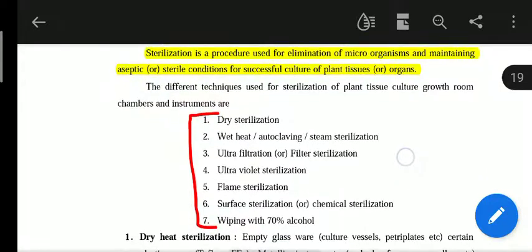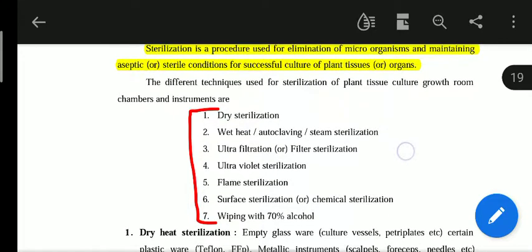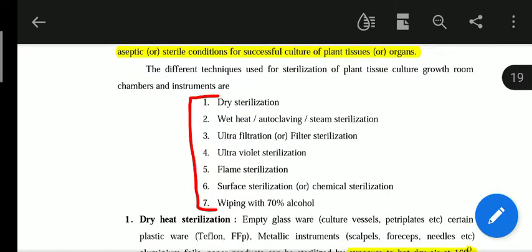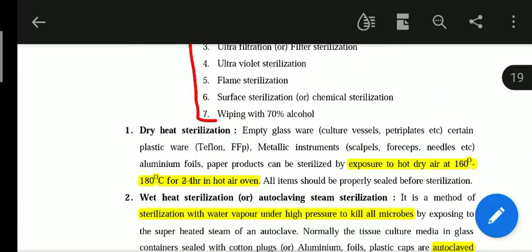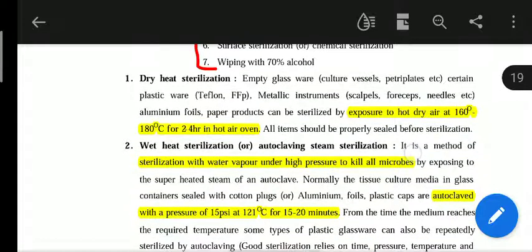Now, there are different types of sterilization: dry sterilization, wet sterilization, ultrafiltration or filter sterilization, UV sterilization, flame sterilization, chemical sterilization, and wiping with 70% alcohol. The first one is dry heat, as the name itself says. It means exposure to hot dry air at 160 to 180 degrees for 2 to 4 hours in a hot air oven.